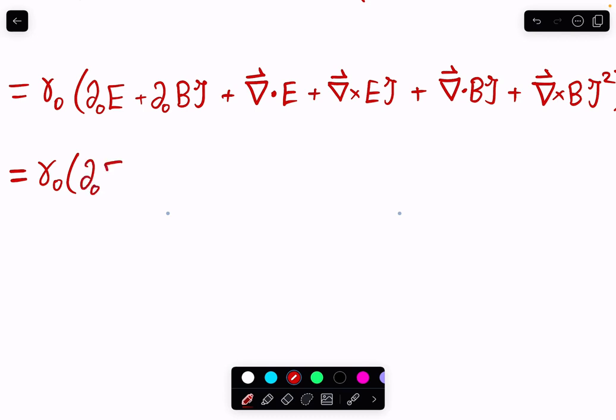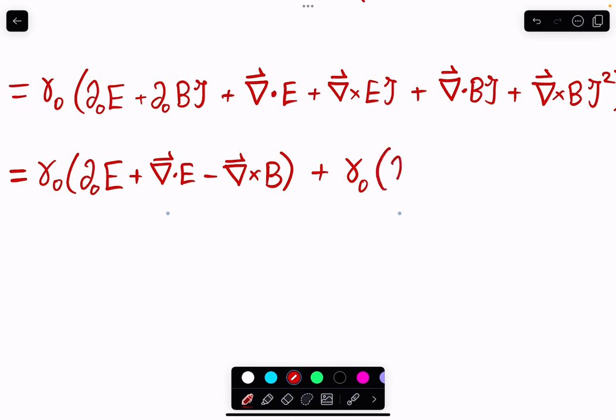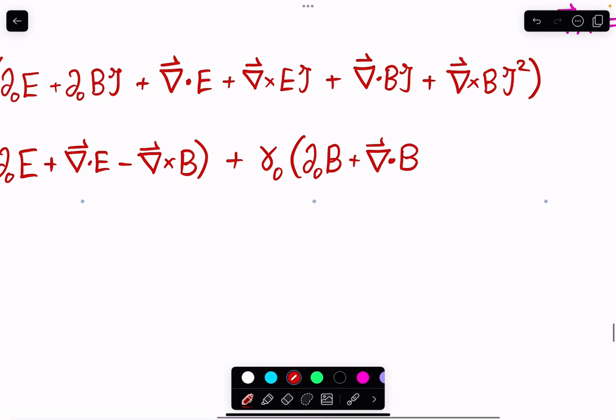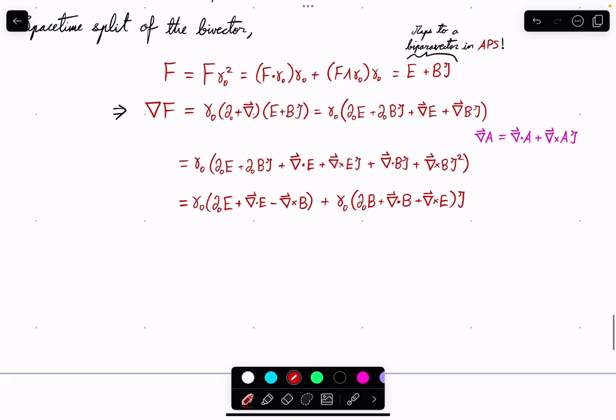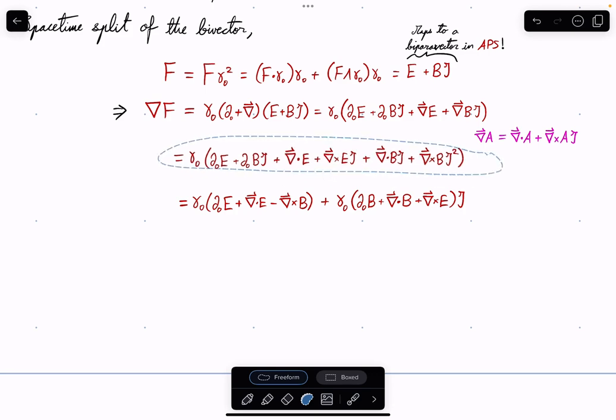So that becomes partial E plus divergence of E minus the curl of B, then plus gamma naught partial of B plus the divergence of B, and then plus the curl of E. And then, of course, the pseudoscalar right there. So then you get these two terms.